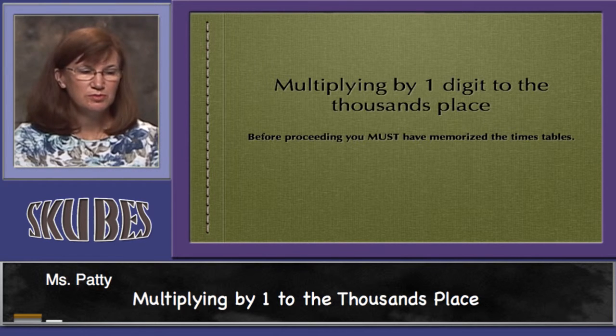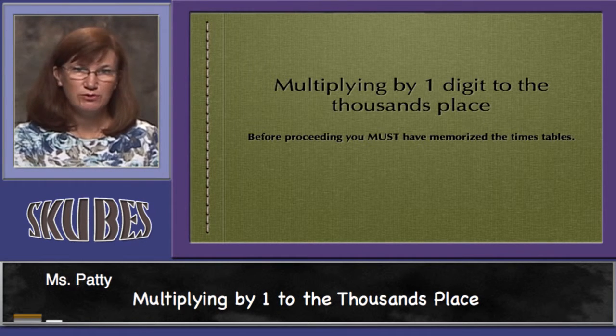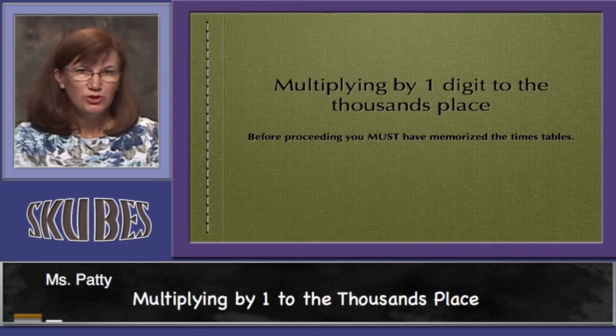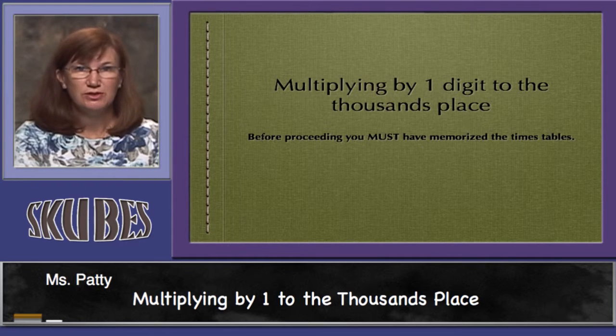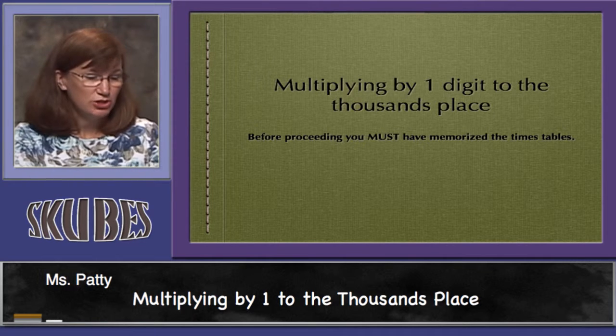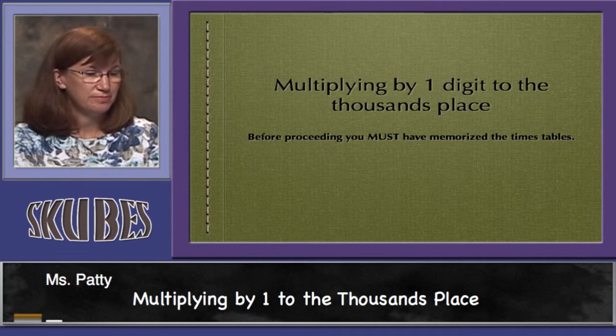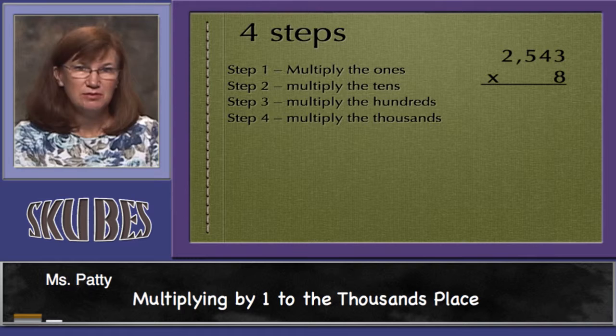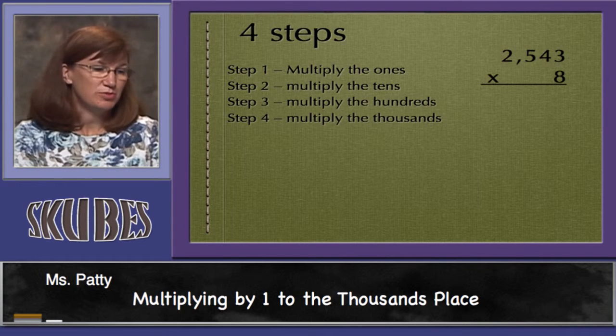This lesson is multiplying one digit to the thousands place. Before you go any further, please make sure that you have memorized all your times tables. We will assume that you have, and we will move on. There are 4 steps in multiplying to the thousands place.